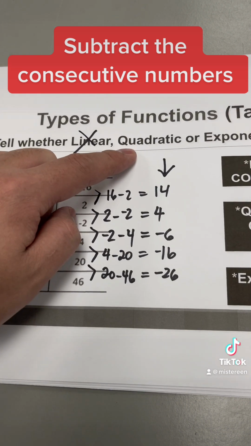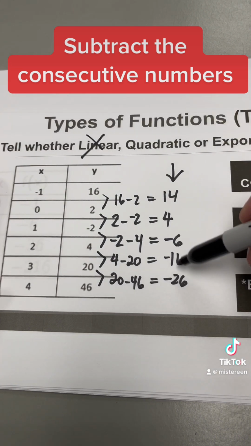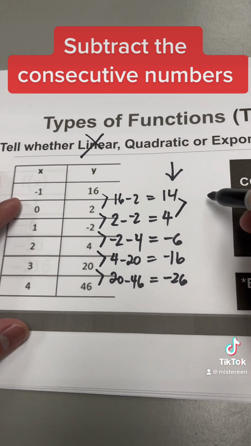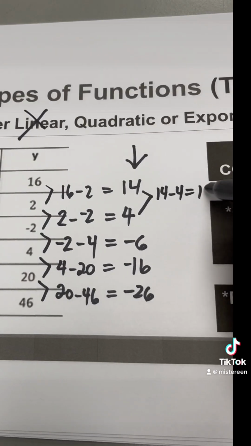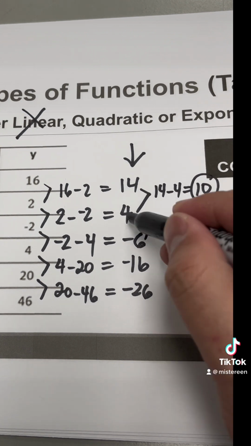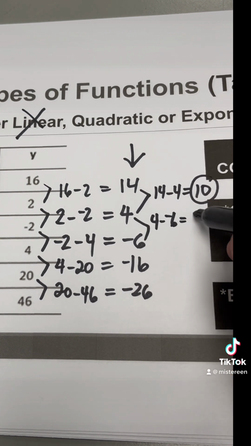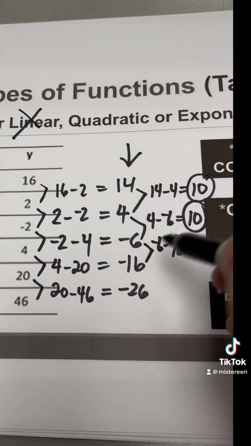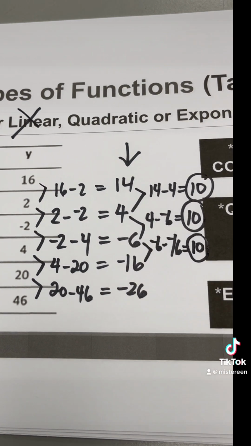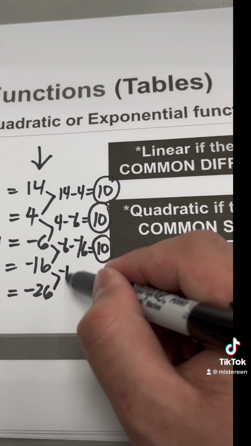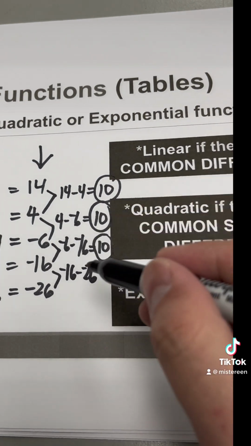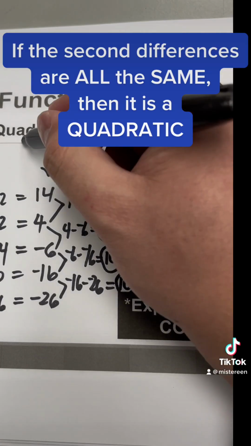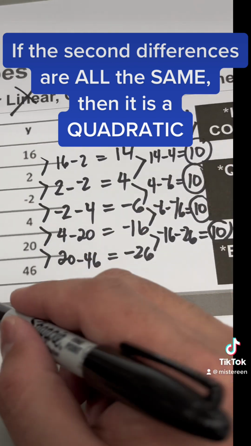For quadratic, all you have to do is use the previous answers and do the subtraction per pair. So here we subtract again: 14 minus 4 is 10. Okay, 10. The next pair will be 4 minus negative 6, which is equal to 10. Okay, the next pair will be negative 6 minus negative 16, which is 10 again. Okay, and then negative 16 minus negative 26. Be careful with your subtraction here. So you have a positive 10 again. If you subtract for the second time and you get the same answers, that's a quadratic. All right, so this table is quadratic.